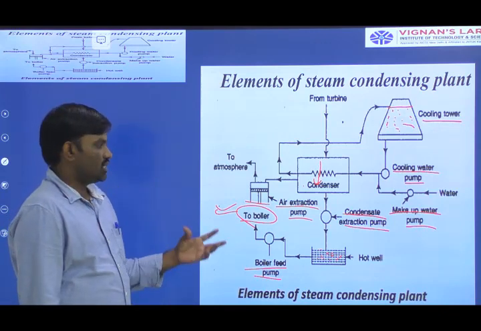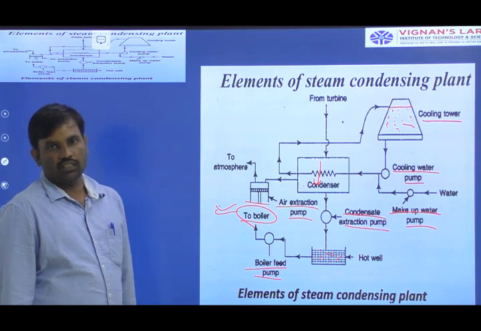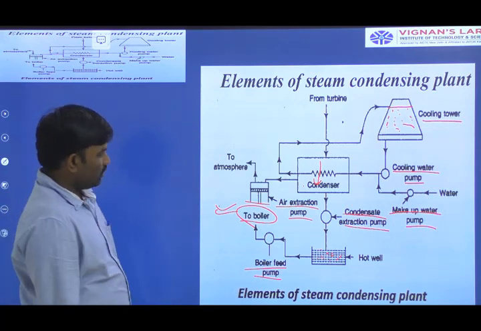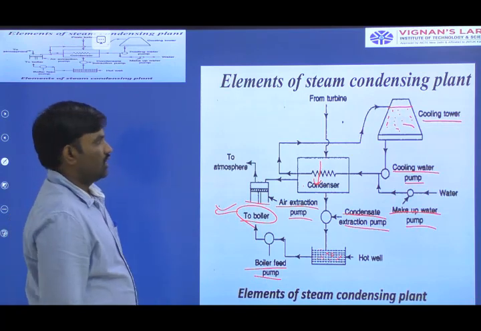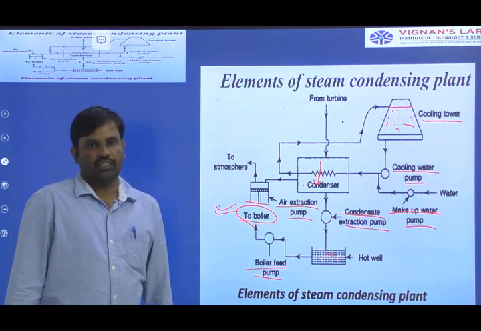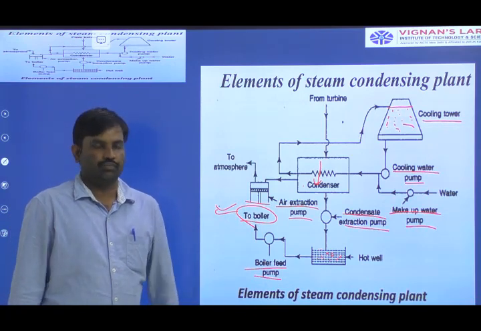With the help of these elements used in the steam condensing plant, we can send the hot water to the boiler section for the next cyclic operation, for the next cyclic generation of steam.